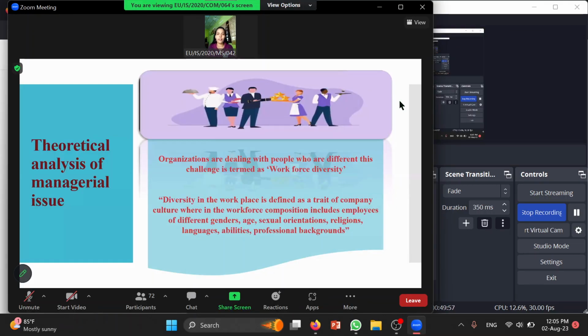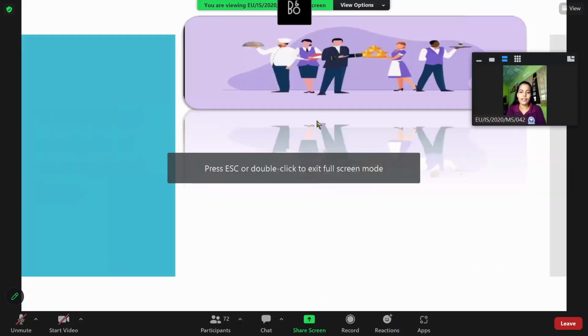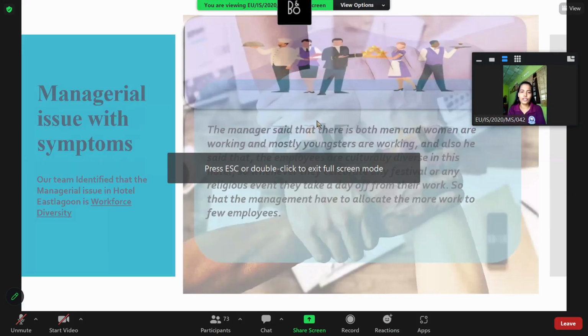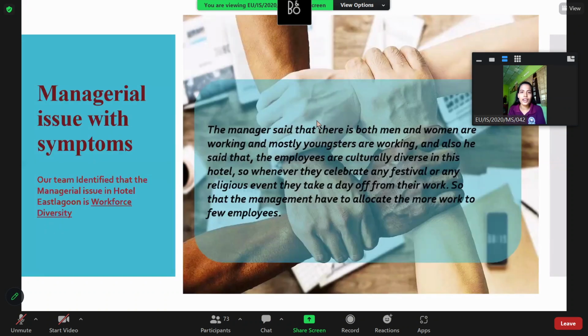Good morning to you all. I am Evoni. My registration number is MS42. Today, I would like to present to you our project on the topic of the organizational behavior issue of the Hotel East Lagoon. According to our visit to the hotel and face-to-face interview with the manager, our team observed that the main organizational behavioral management issue in this hotel is workforce diversity.